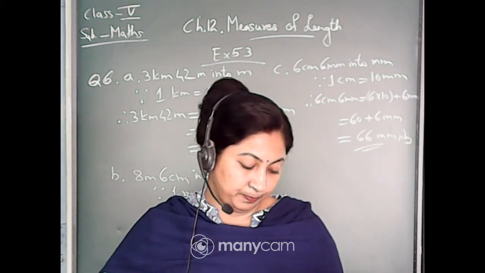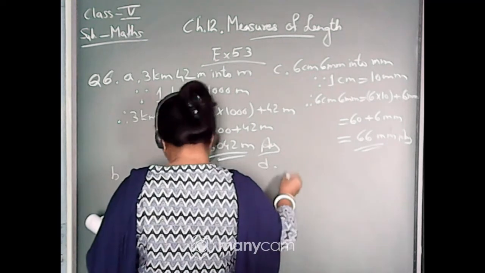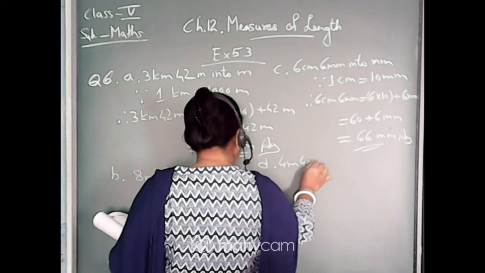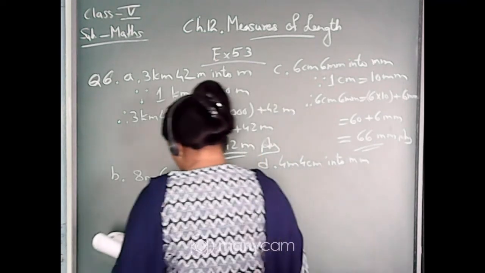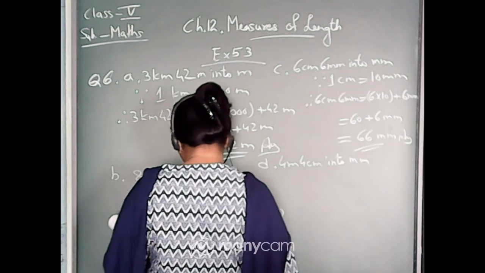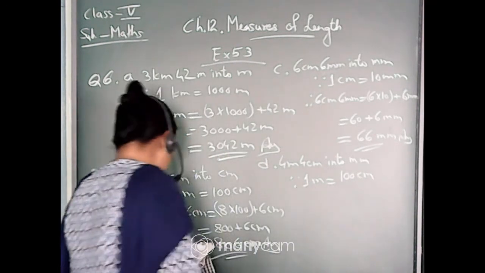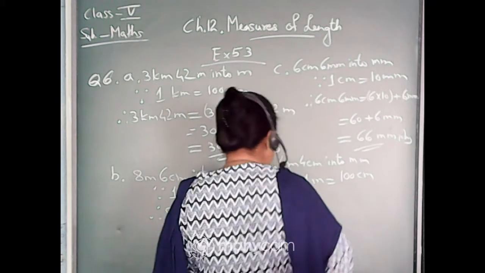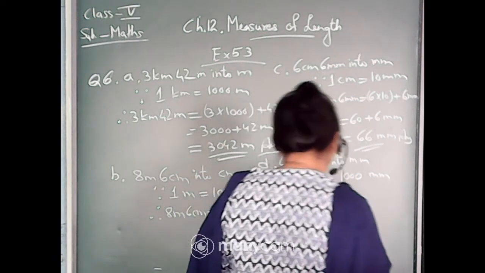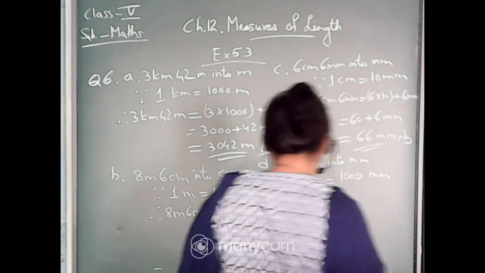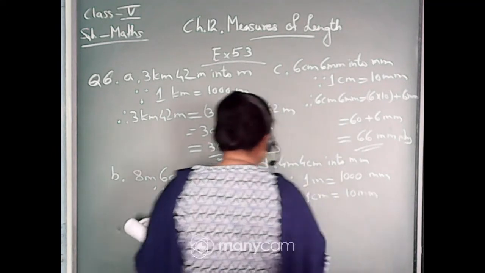So let us start doing this one. Number D. It is given 4 meter and 4 centimeter into millimeter. Since we know that 1 meter is equal to 100 centimeter, but you have to convert into millimeter, that means 1 meter is equal to 1000 millimeter, and 1 centimeter is equal to 10 millimeter. Now with this you will change the two.